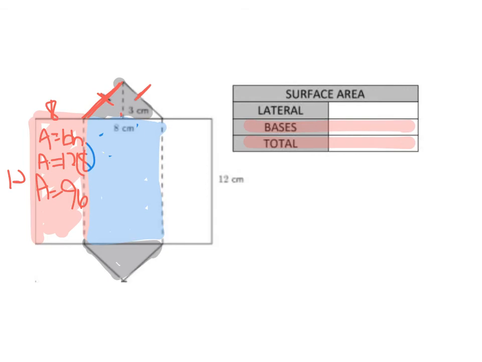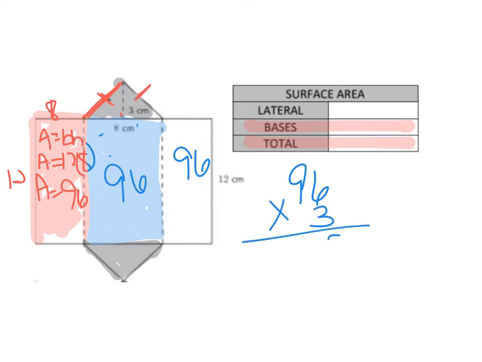So this is going to be also 96, and this is 96. So in order to find the lateral surface area, all I have to do is multiply 96 times 3, and that gives you 288. So this is going to be 288 square centimeters. Now, if they were to ask me for the total, I would have to find the area of the bases and then add them up. But we're not doing that for this one.